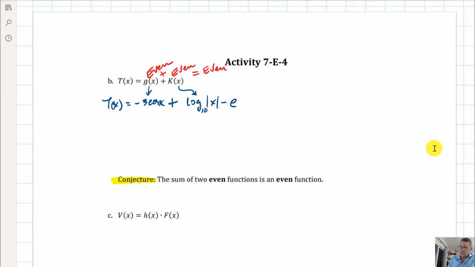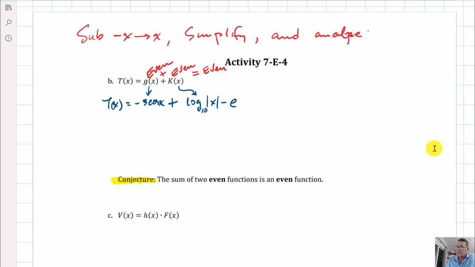Okay, so we have to show that an even function plus an even function is an even function. So here we go. We substitute in, again, the first step of all of these processes: you substitute negative X in for X, you simplify the result, and then you analyze. That's the three-step process that I've been talking about. So step 1, substitute. Step 2, simplify. Step 3, analyze. So here we go.